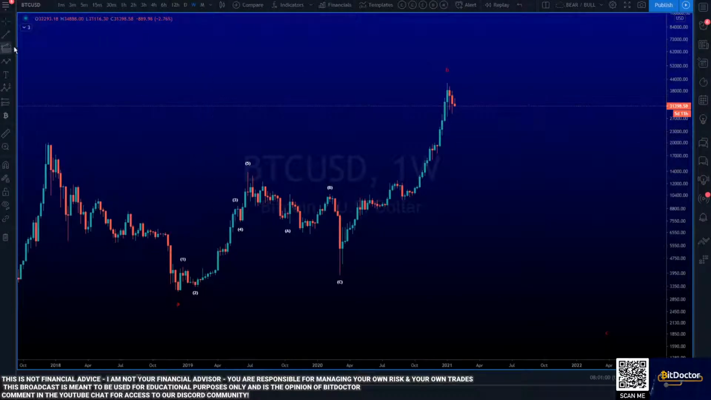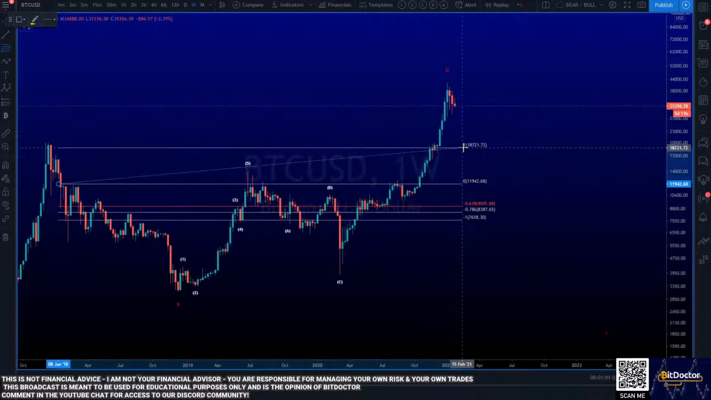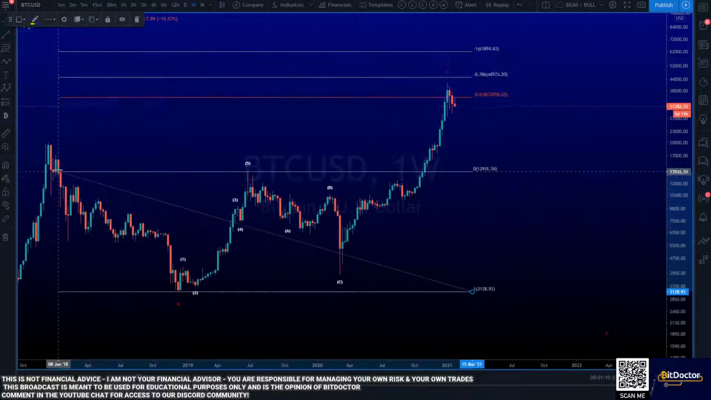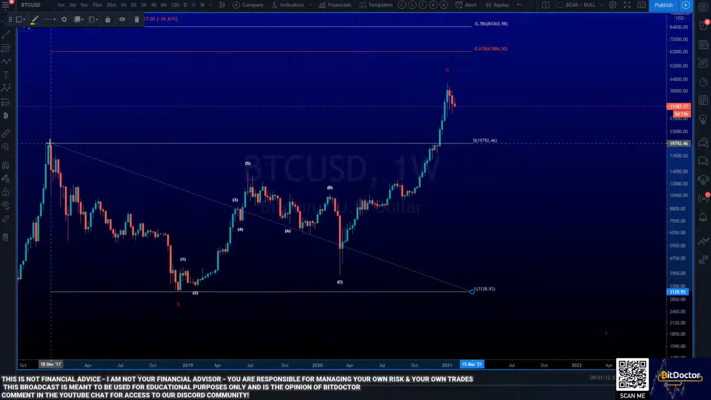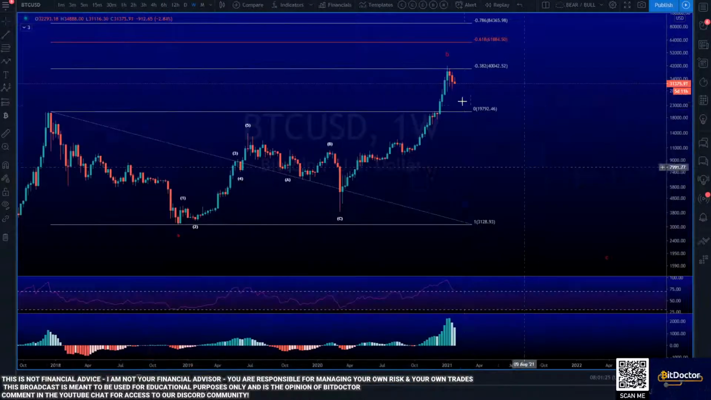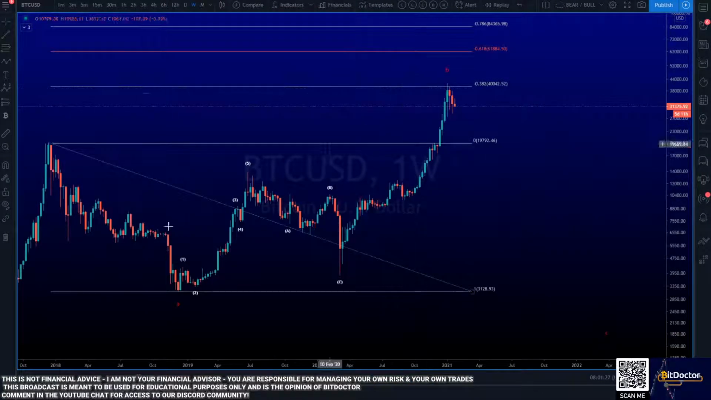Let's just measure it here for a moment on our alternate scenario. So we're going to go all the way down here to the bottom, and let's fix this, go all the way up here to the top, right there. And what I'm going to put on here is the negative 382, which is basically where we topped off. That is a target for an expanded flat.